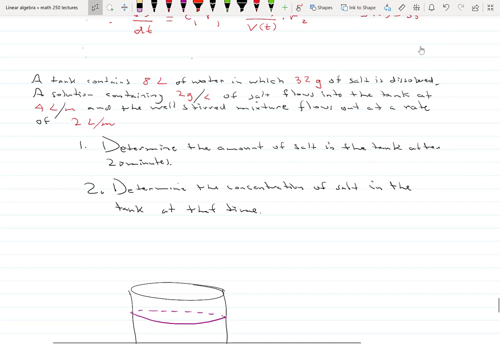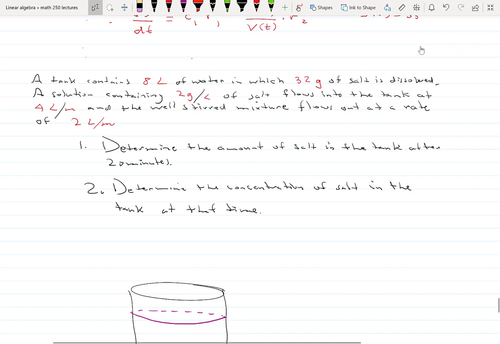So here's our problem. A tank contains 8 liters of water, in which 32 grams of salt is dissolved. Those are our initial conditions. We have eight liters in there, and 32 grams of salt are dissolved into this 8 liters of water. A solution containing 2 grams per liter, that's a concentration of salt, flows into the tank at 4 liters per minute. And the well-stirred mixture, so this mixture is being shaken and stirred up constantly, flows out of the tank at 2 liters per minute.